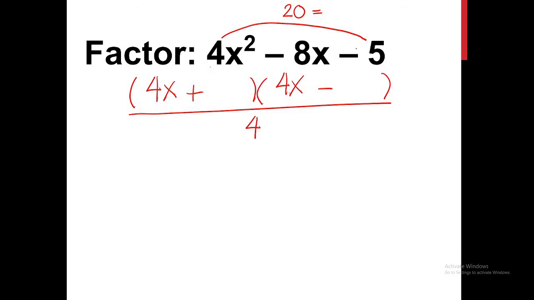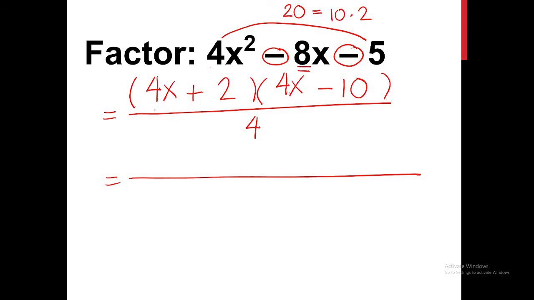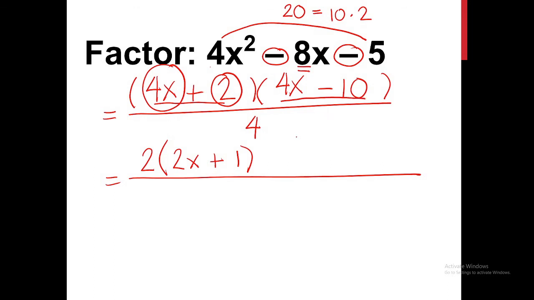Find the factors of 20 that when subtracted give 8. What are those factors? 10 and 2. Which should be negative? Negative 10, positive 2. Let's do common monomial factoring. What is common? 2. 4x divided by 2: 2x, correct. Plus 2 divided by 2: 1. Do the same thing. Is there a common factor between 4x and 10? Yes. It's also 2. You factor out 2 again. 4x divided by 2 is 2x, minus 10 divided by 2 is 5.